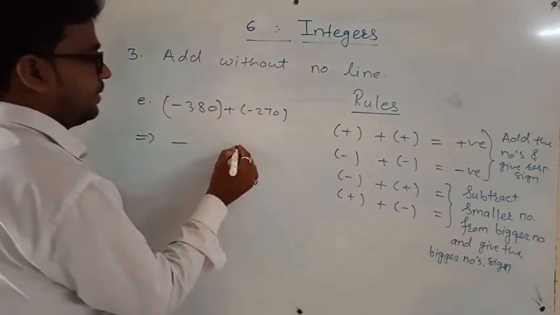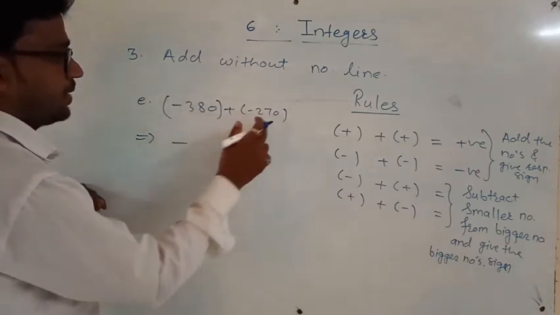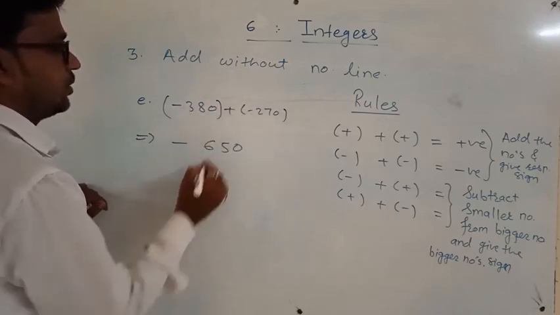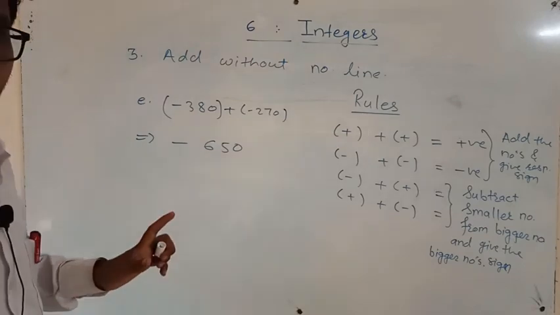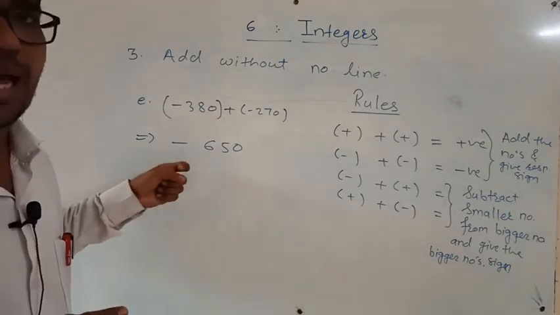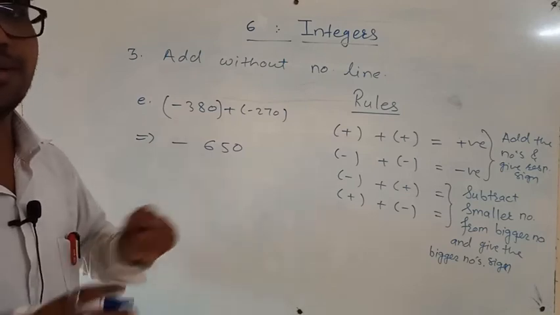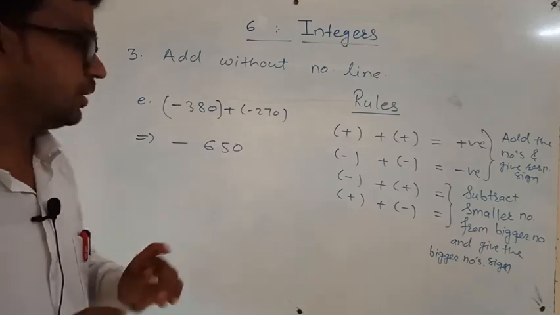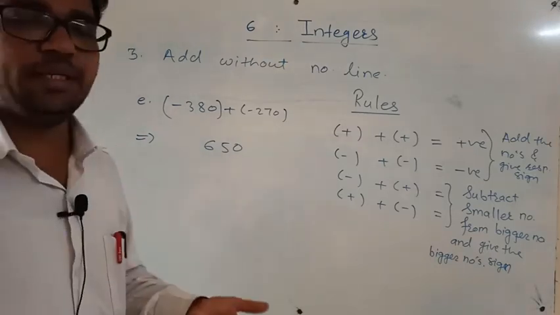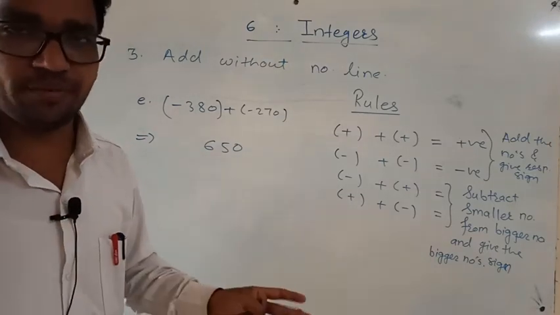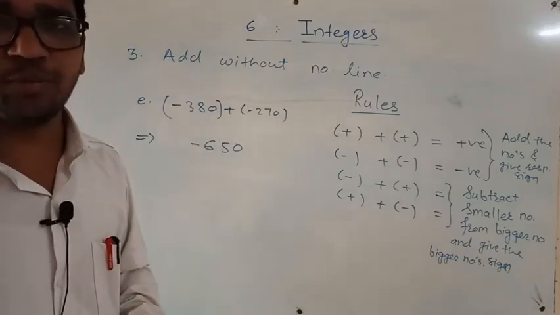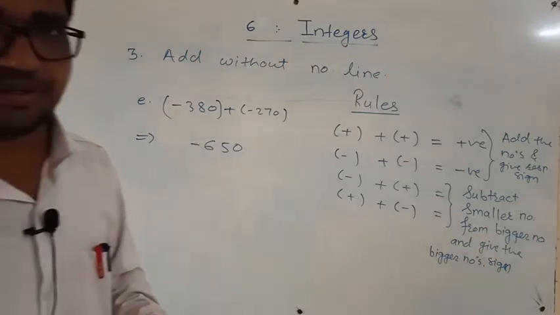So the answer is also negative. Now add it. 0 plus 0, 0. 8 plus 7, 15. 5, 1 carry. 3 plus 3, 6. So the answer is negative 650. And one more thing. If you are not giving the sign here, then your answer is wrong. Why wrong? Because negative 650 and only 650, there is too much difference.